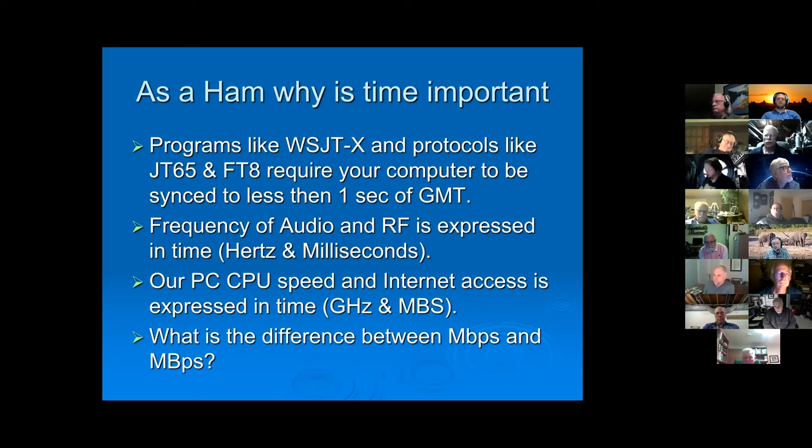Another thing we always think about as hams: we know that for audio, the audio spectrum really can get sliced up in time. Our audio that we normally use, like for HF, is usually about 2.7 kilohertz wide. A kilohertz is a measurement of time. When we measure RF, it's also measured in time. The reciprocal of time is called milliseconds. Those are both measurements that we constantly use as ham radio operators. The CPU in our PC, when we access the internet, is always expressed these days in gigahertz, as far as how fast it runs. That's an expression of time.